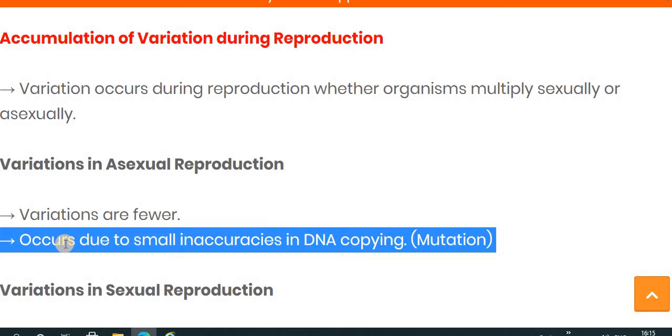So the variations are few and occur due to small inaccuracy in DNA copying, and that is called mutation. If I ask you to write down the variation in asexual reproduction: the variations are very few and occur due to small inaccuracy in DNA copying, called mutation. Due to the mutation, variation in DNA copying occurs, and you can see characters different from the previous one.